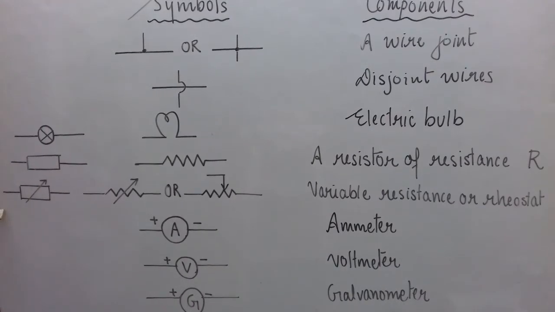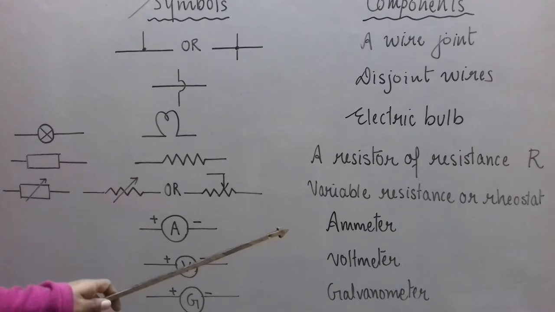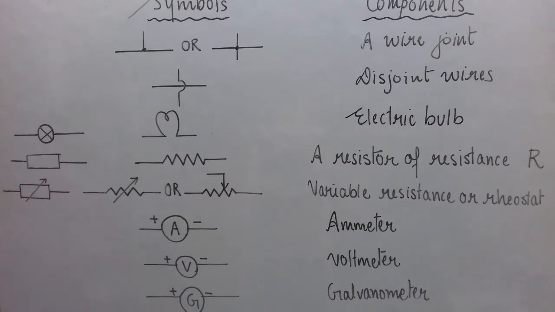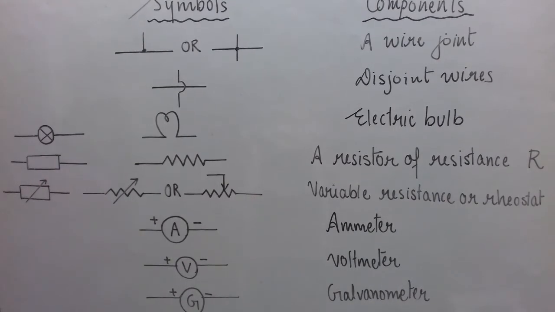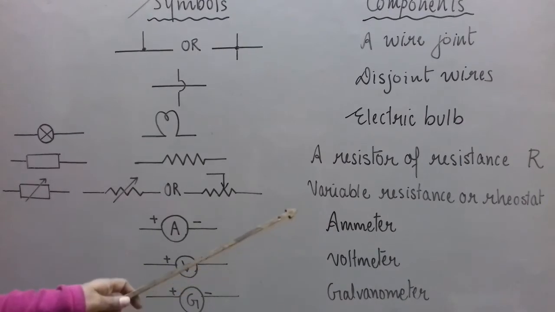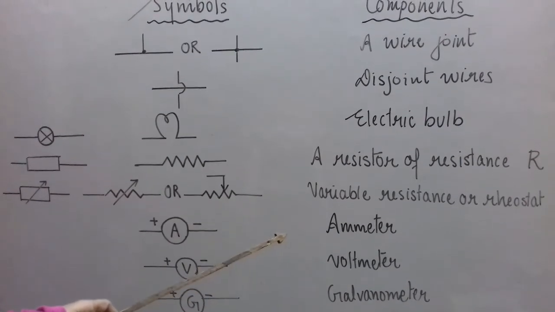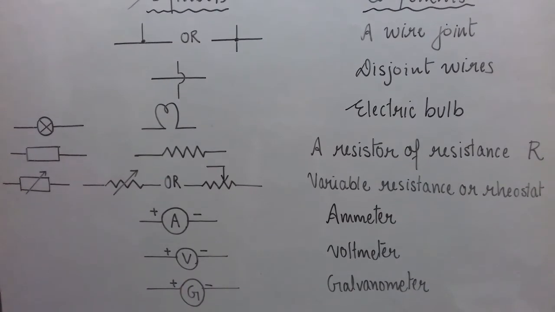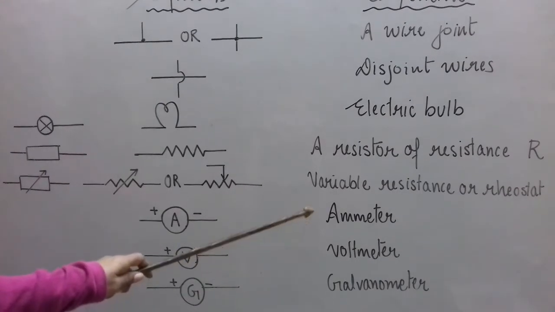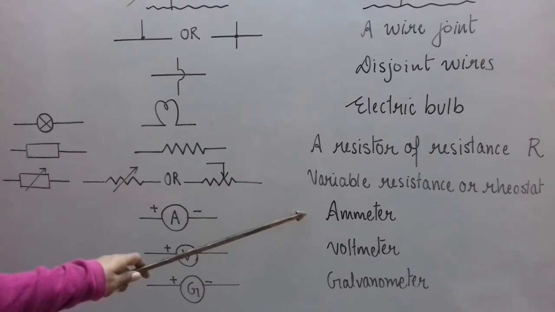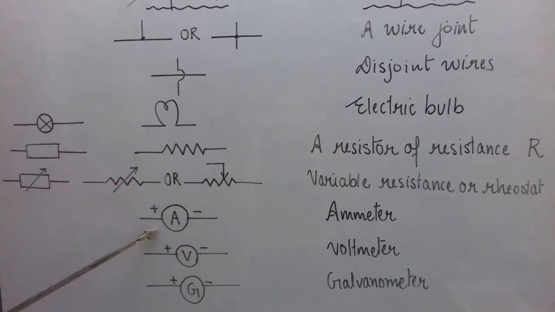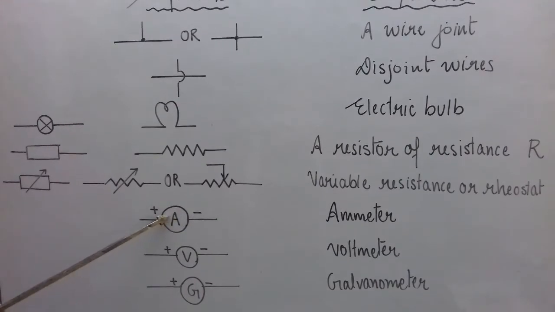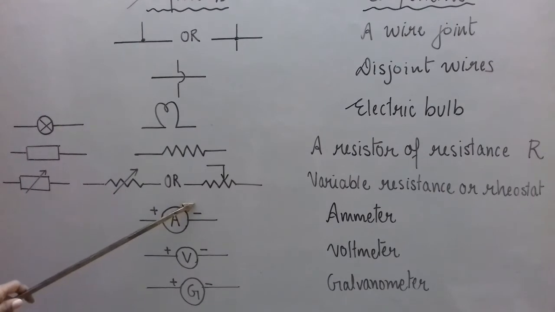Now next, ammeter. We'll see what an ammeter is. Let me tell you, ampere is a unit of current. So ammeter is a measuring device which measures current, although it may measure current in amperes or milliamperes or microamperes. Remember, it is an instrument which is used to measure current in an electric circuit. And this is a symbol for it: plus, minus, and this round with A inside it.